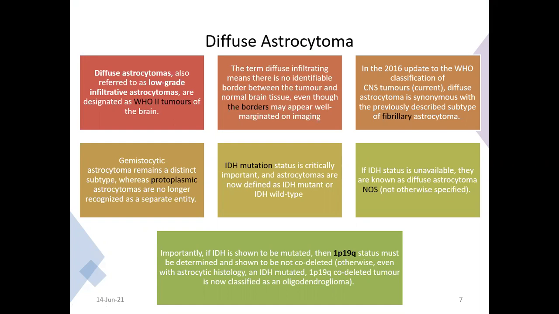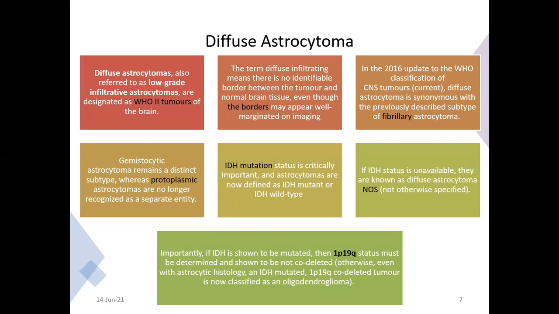Why is it called diffuse? There is no definite border between the tumor and the normal brain tissue, even though the borders appear well marginated in imaging. In the 2016 update of the WHO classification, diffuse astrocytomas are synonymous with fibrillary astrocytomas. Protoplasmic astrocytoma, previously a grade 2 astrocytoma, is no longer a separate entity, but gemistocytic astrocytoma remains a distinct subtype. IDH mutation status is critically important.